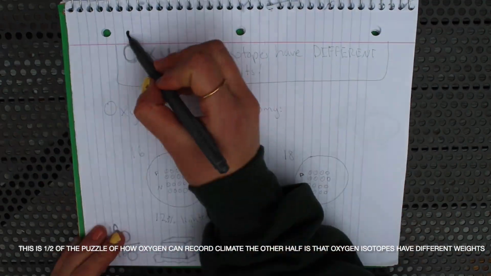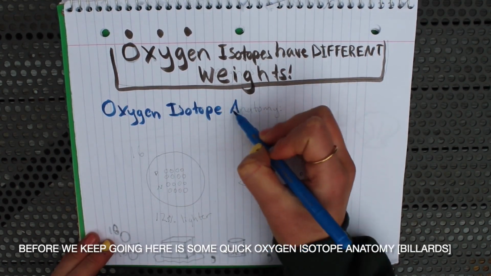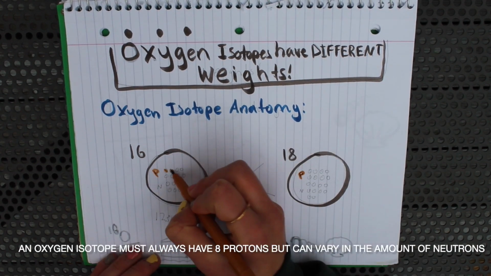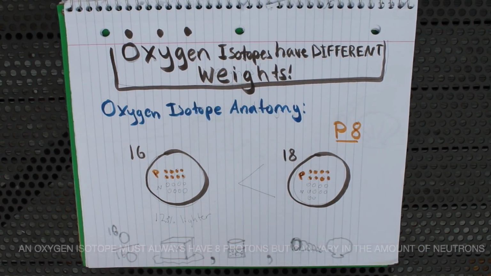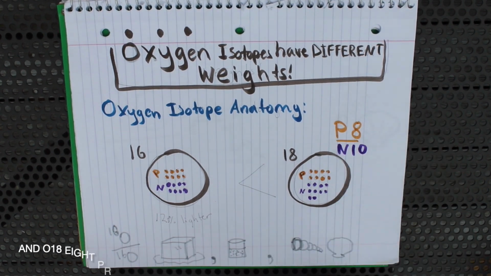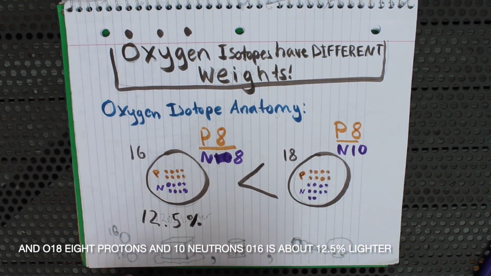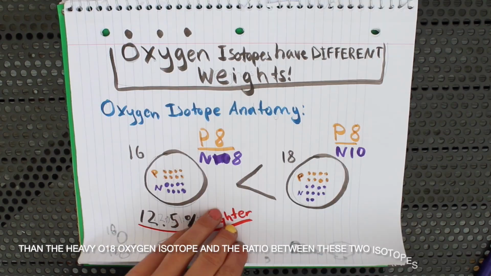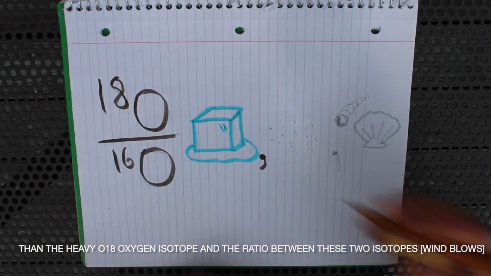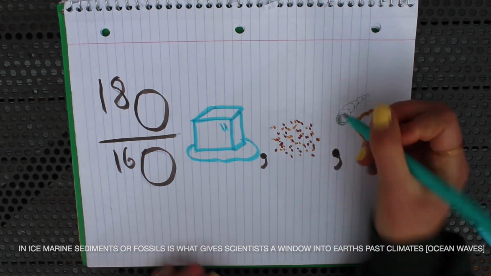The other half is that oxygen isotopes have different weights. Before we keep going, here's some quick oxygen isotope anatomy. An oxygen isotope must always have 8 protons, but can vary in the amount of neutrons. The difference in neutrons creates the common oxygen isotopes O16, 8 protons and 8 neutrons, and O18, 8 protons and 10 neutrons. O16 is about 12.5% lighter than the heavy O18 oxygen isotope, and the ratio between these two isotopes in ice, marine sediments, or fossils is what gives scientists a window into Earth's past climates.